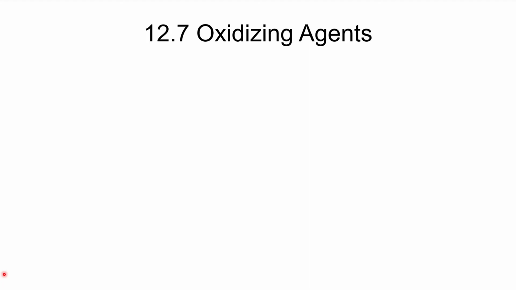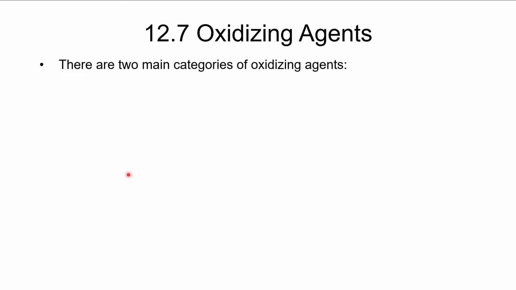Okay. In this chapter, or in this video, we're going to be looking at the oxidizing agents. This video should carry us through to the end of the chapter. Last time, you remember, we looked at reducing agents, and now we're going to be looking at the oxidizing agents. So we'll find that there are two main categories of the oxidizing agents that we'll be interested in.